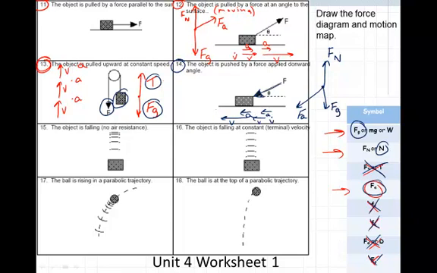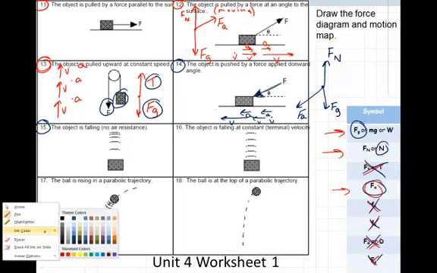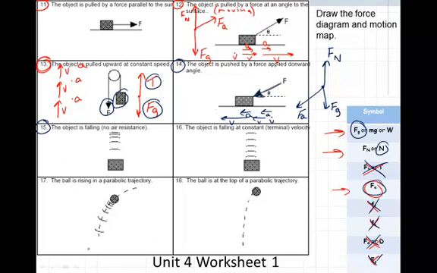Let's look at number 15 now. In number 15, our force diagram would look like this. There is our object. We have to ask ourselves what force is being applied. Well, there's obviously the force due to gravity. Okay, there's a force due to gravity.